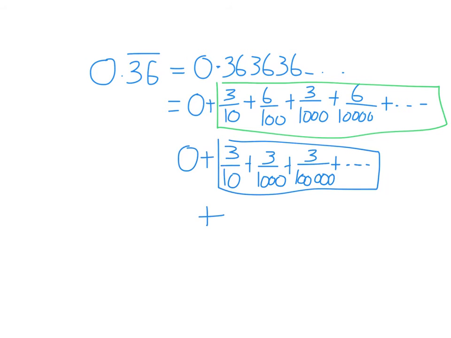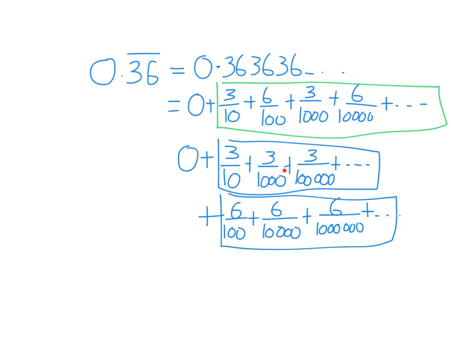But then I'm going to group the 6's together. So the ones with the 6, I have 6/100 plus 6/10,000. And of course, the next would be 6/1,000,000. And so on. So what I have, this is a geometric series. This is a geometric series. I can calculate their sums independently.